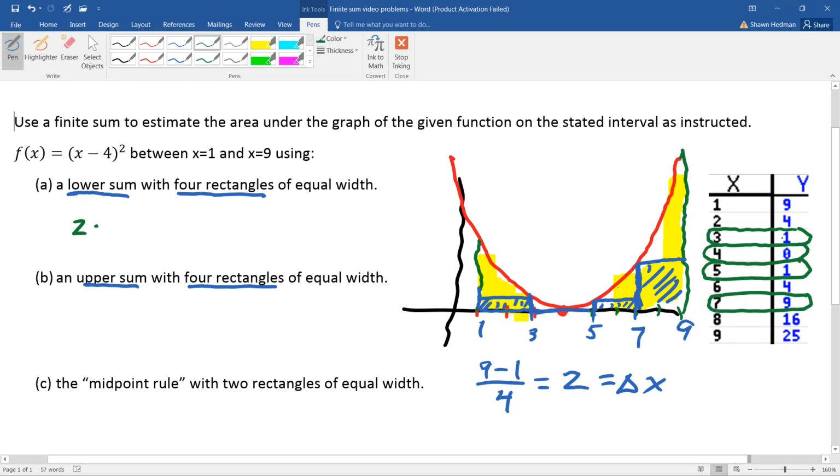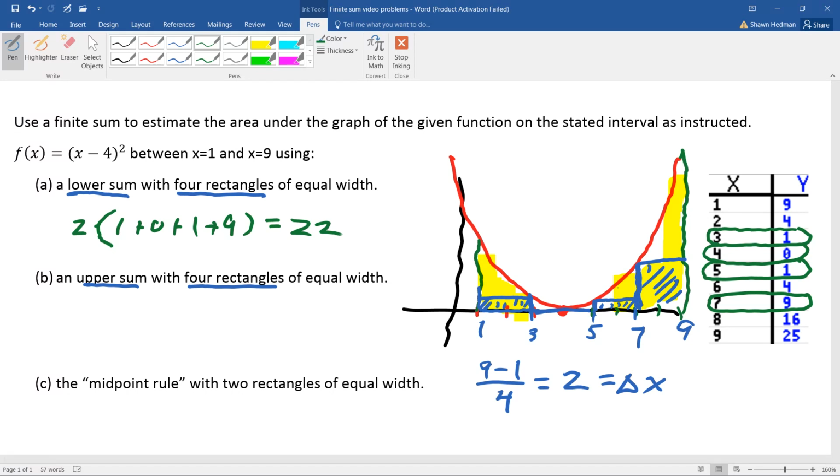And so my 4 heights are 1, 0, 1, 9. So the first rectangle has a height of 2 times 1. The next one's 2 times 0, 2 times 1, 2 times 9. But I'm just going to factor out that 2. All 4 rectangles have the same base, and that's delta x, which equals 2 here. And then I'm just going to add up my 4 heights. 1 plus 0 plus 1 plus 9. So in the parentheses I have 10 plus 1 is 11 times 2. This is 22.